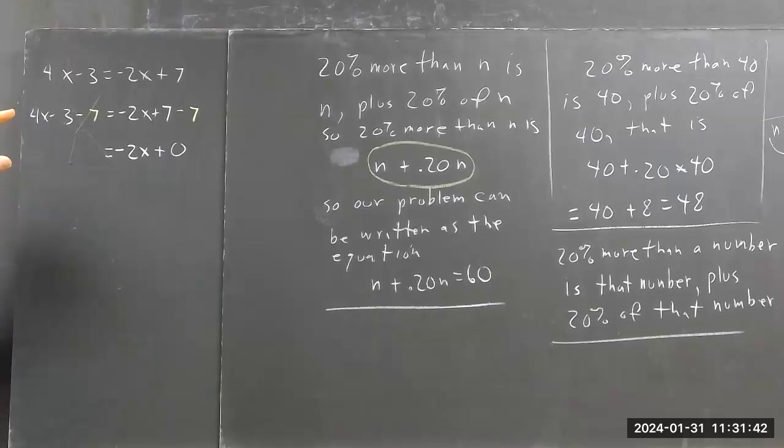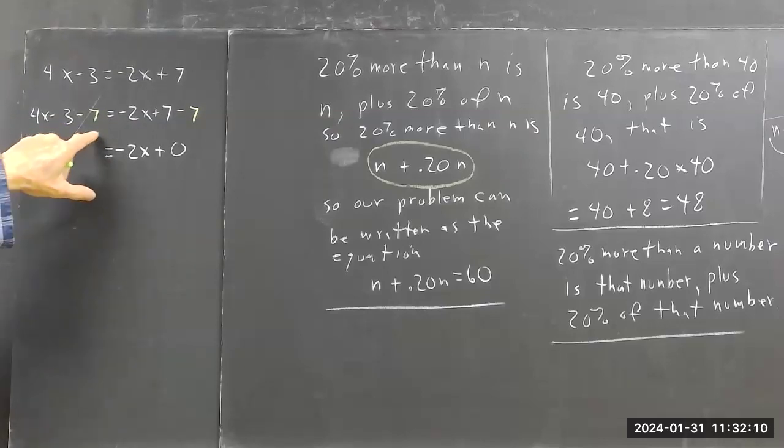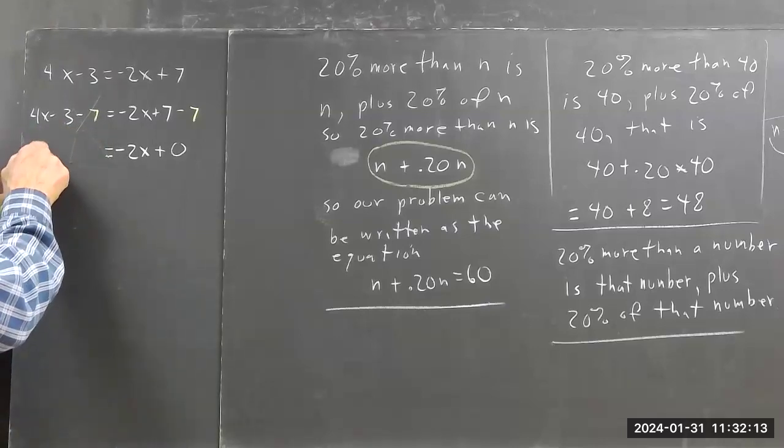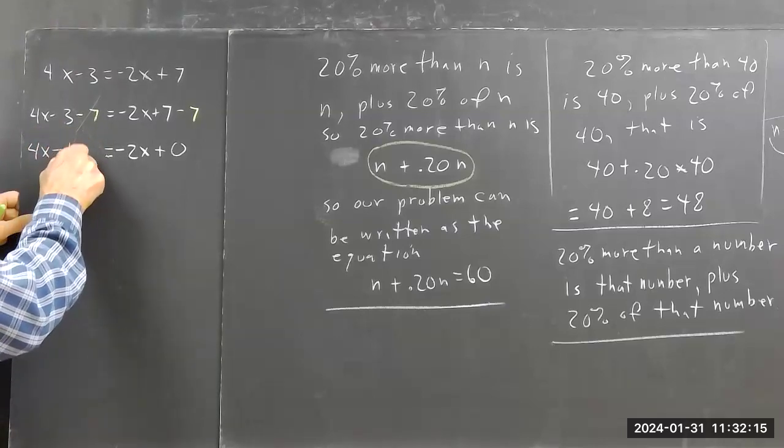And then we have 4x minus 3 minus 7. Again, we can't subtract the 7 from the 4x. We can't isolate the 4 and subtract 7 from 4 because 4 is multiplied by x. And we don't know what x is. So we don't know what number 4x stands for. So we can't subtract the number from something we don't know the value of. But we can do negative 3 minus 7, and that's going to give us 4x minus 10.